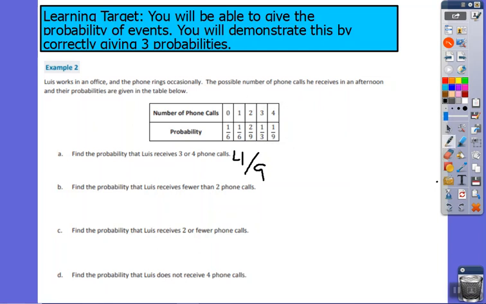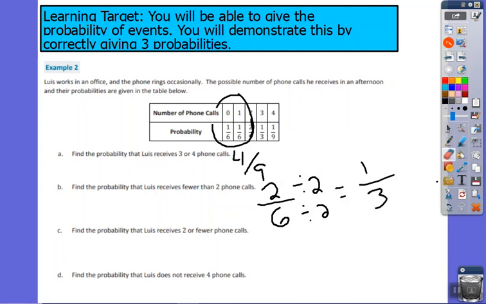Find the probability that Lewis receives fewer than 2 phone calls. So I'm going to add these two, fewer than 2. Now that is easier because 1/6 and 1/6 already have the same bottoms, so I can just say 1/6 and 1/6 makes 2/6. And we probably should reduce. So 2 divided by 2 is 1, 6 divided by 2 is 3. You've got a 1/3 chance that he is going to get 0 or 1 phone call.